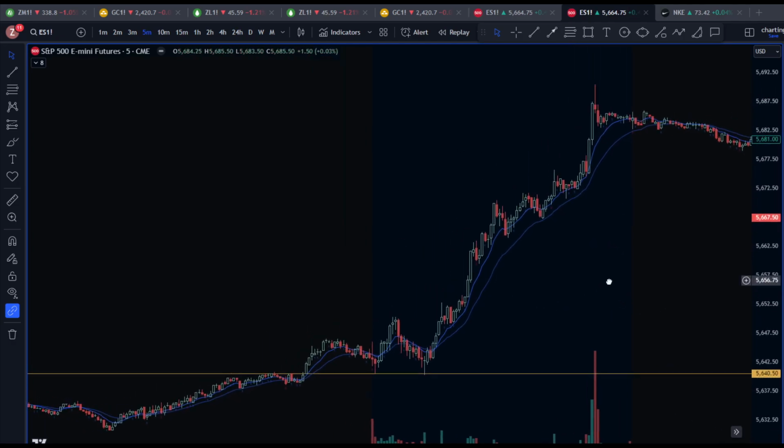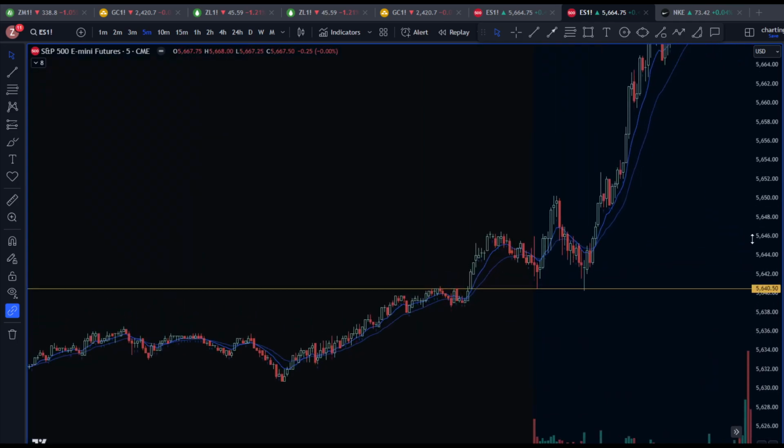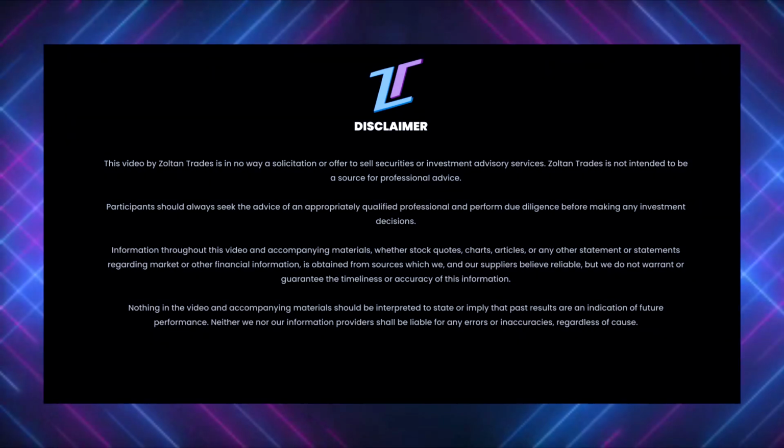And by the way, it doesn't matter what asset you trade, whether you're in stocks, futures, forex, options, or crypto, this trading strategy is something you may want to add to your playbook.